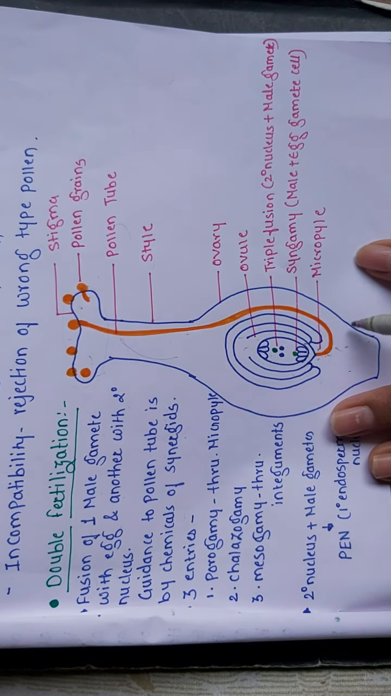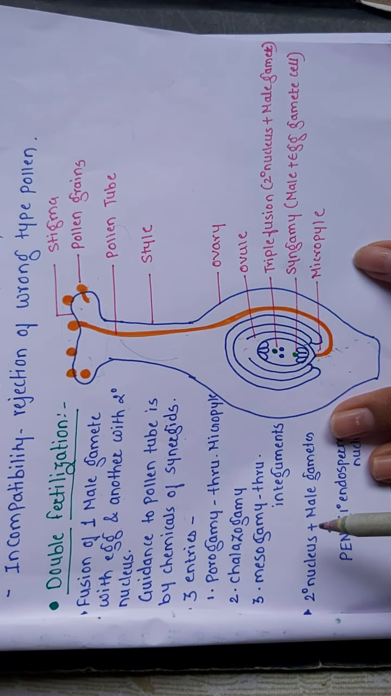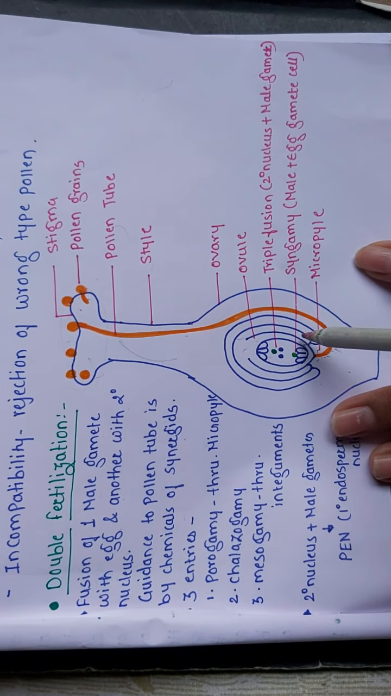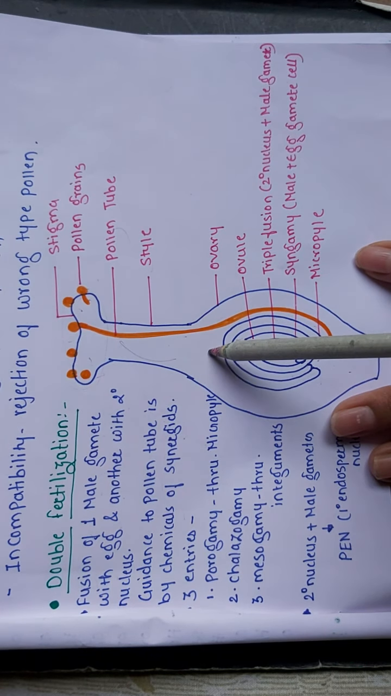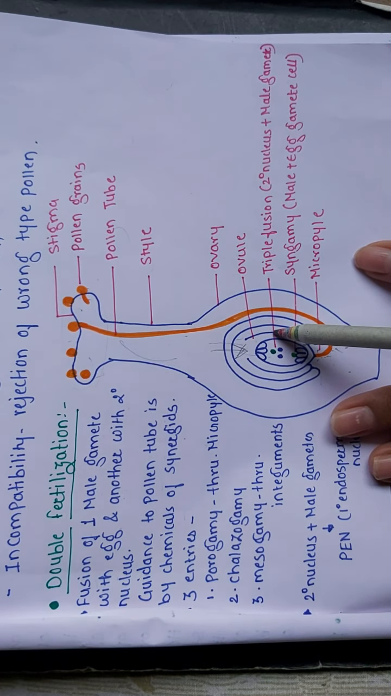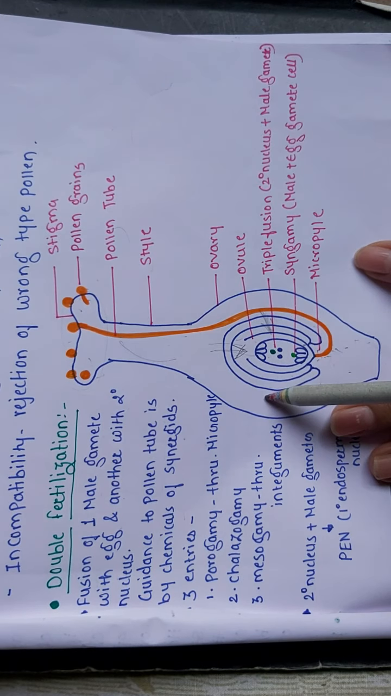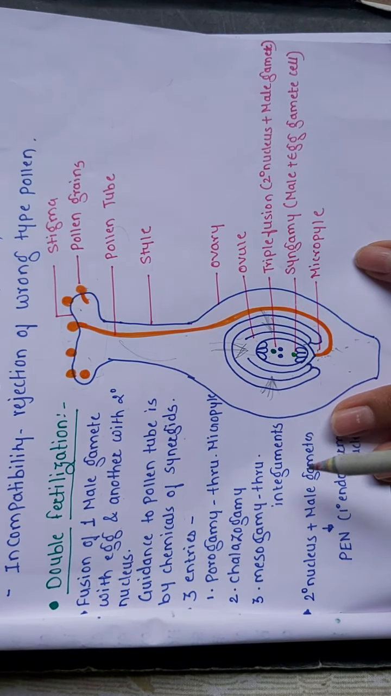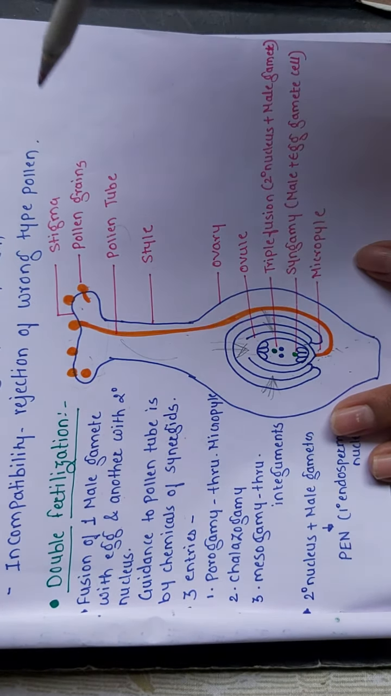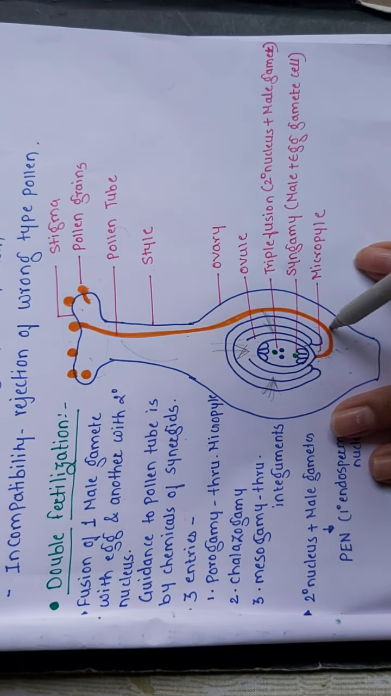The pollen tube enters through the micropylar end. Second is the chalazogamy. The pollen tube will enter into the chalazal end from here, right? And the third one is the mesogamy. It will enter through the integument from here, or it may be from here. Okay, but ideal fertilization takes place through the micropylar end only, right?